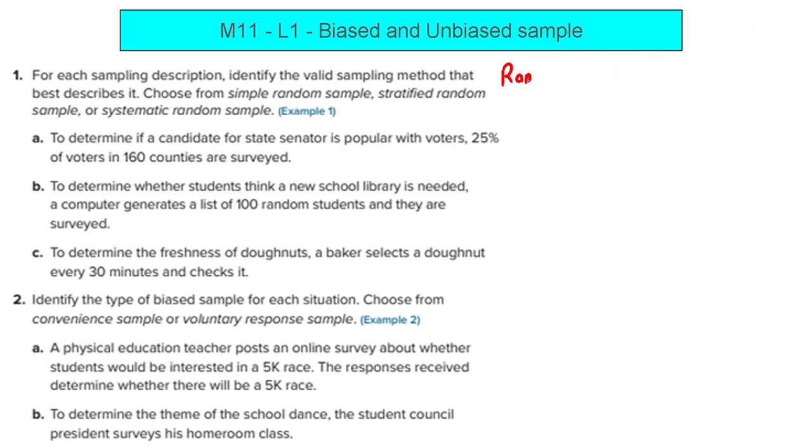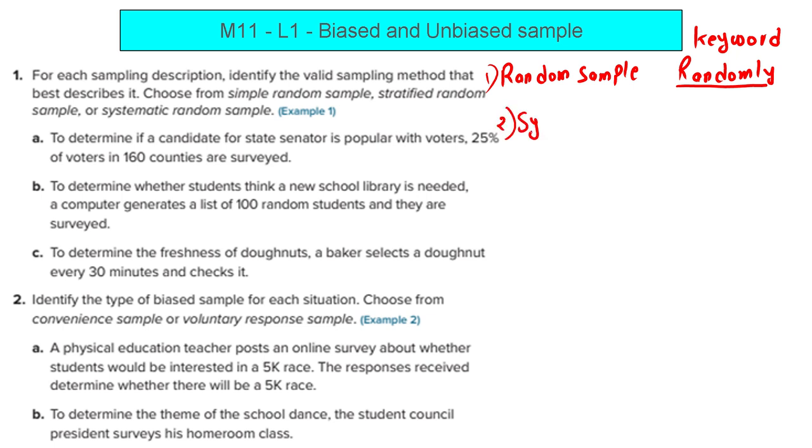For random sample, the keyword will be randomly selected. So search for the word randomly. If they say we selected the people randomly, you will choose what? Random sample. Okay. Second is systematic sample.